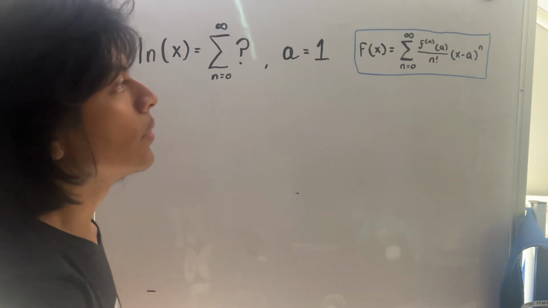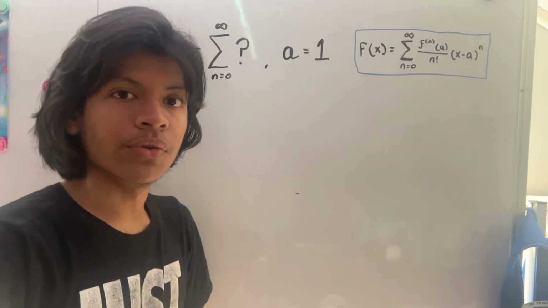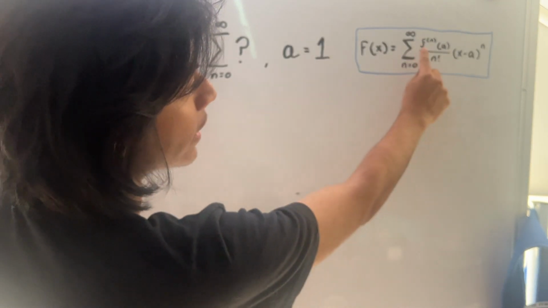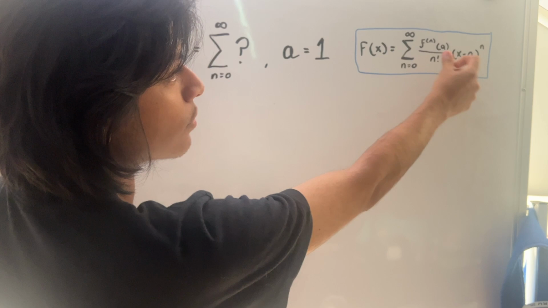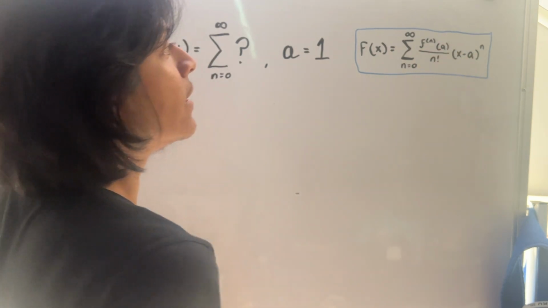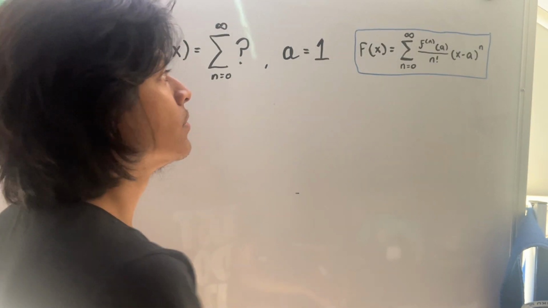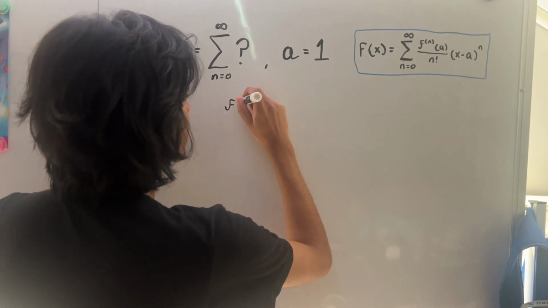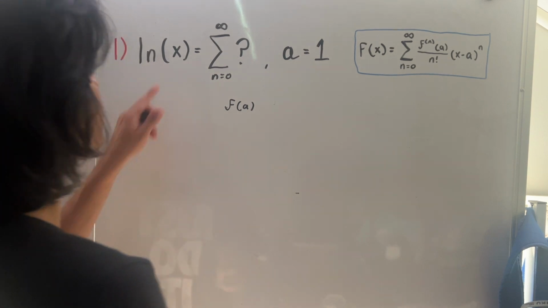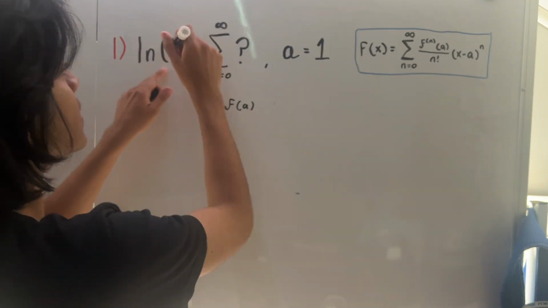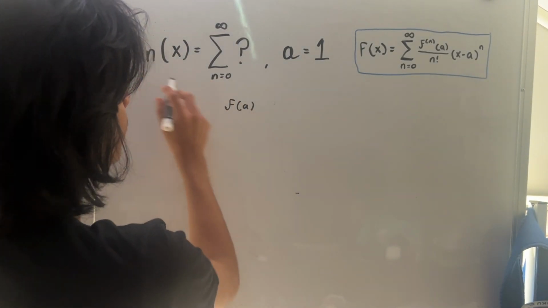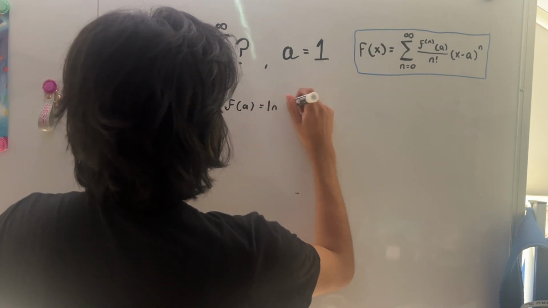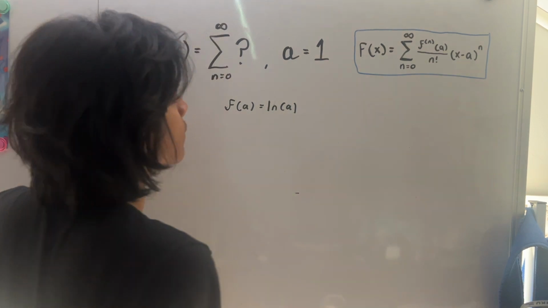So probably the first thing that we want to do when we create these Taylor series expansions is attack this part right here, the nth derivative at a. So we're just going to start doing that part right now. So we have f of a, and in this case our function is just ln of x, but this one is in terms of x. So when we replace x with a, we just get ln of a.